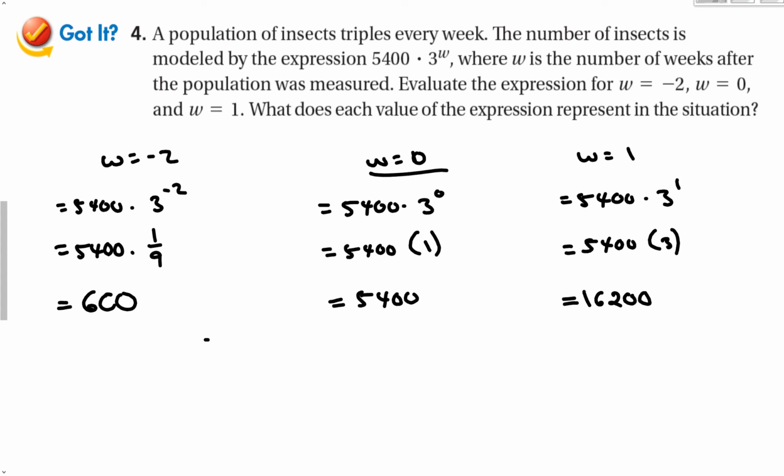So if W is equal to the number of weeks after the population was measured, 5,400 is when he measured the population. 600 is 2 weeks before that, and 16,200 is 1 week after. So here's where your experiment is at its 0 time, or when the person actually measured the insect population. 2 weeks ago, 1 week forward.